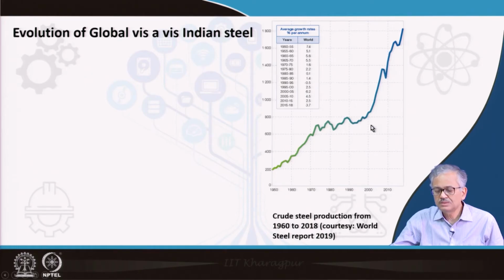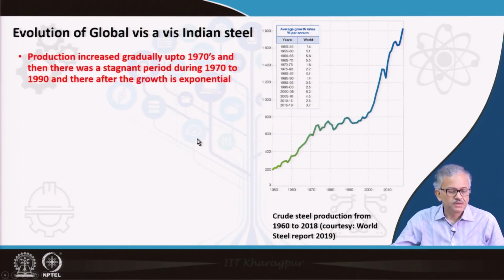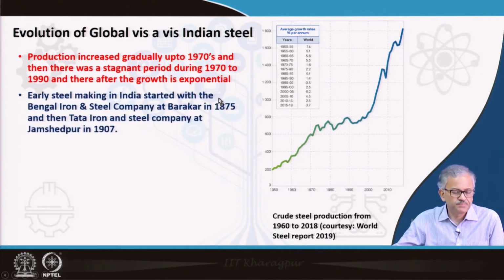And then you can see there is a steep rise, and most of this production was contributed by China, and China's consumption also increased significantly; China consumed a lot of steel. So production increased gradually up to the 70s, then there was a stagnation period from 70 to 90, and after that growth is exponential.